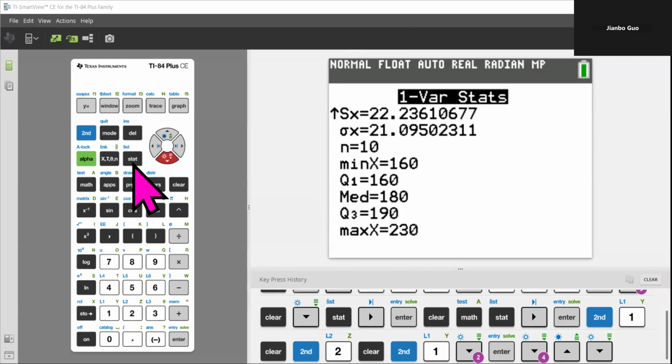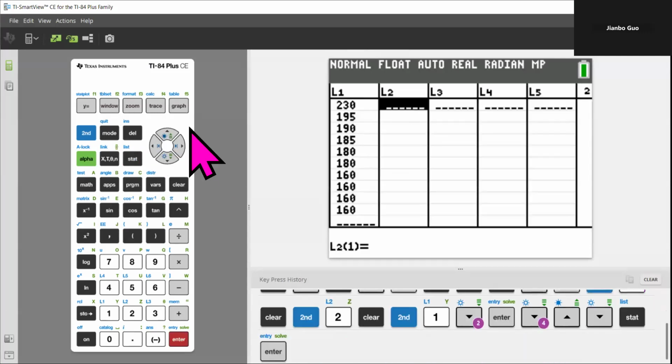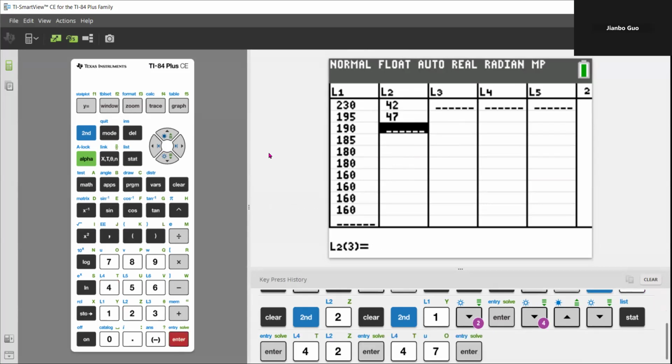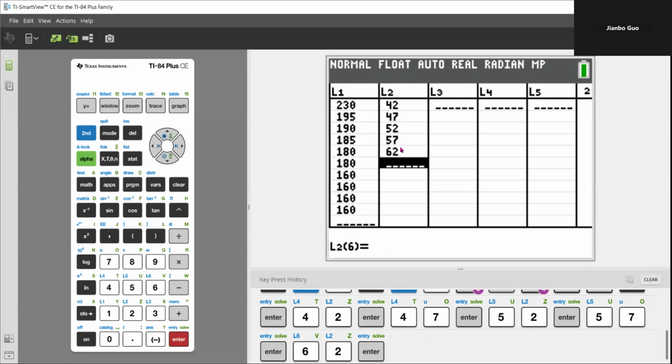We go to stat, edit. We already used L1, right? This time, let's use L2. In L2, we are going to enter those 5 midpoints: 42, 47, 52, 57, and 62. We have 5 classes, so we have 5 midpoints.